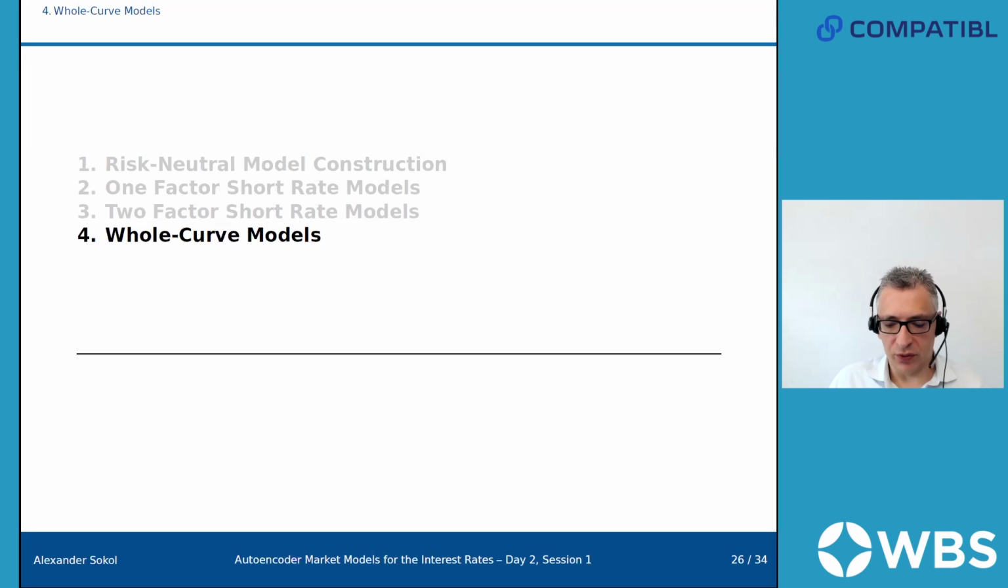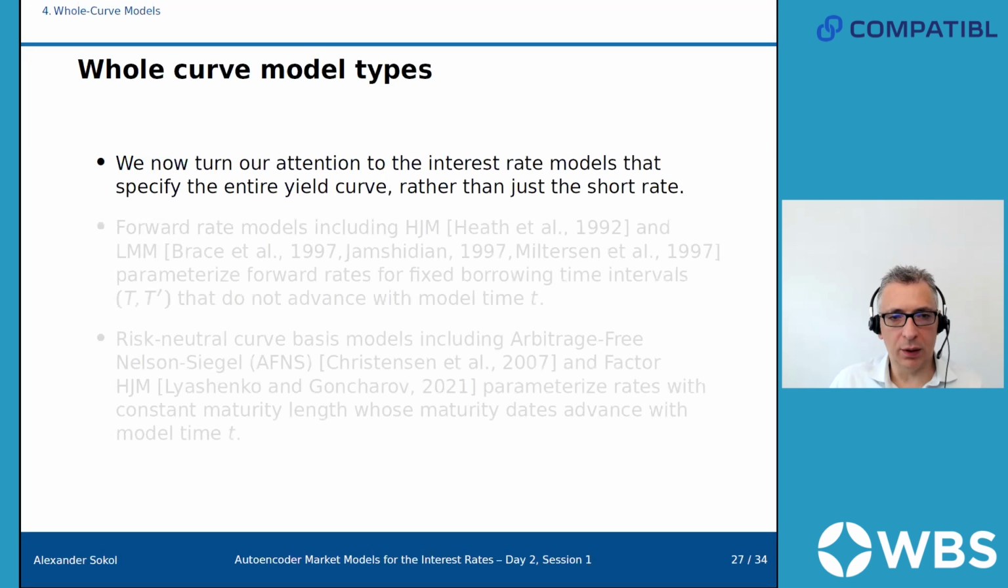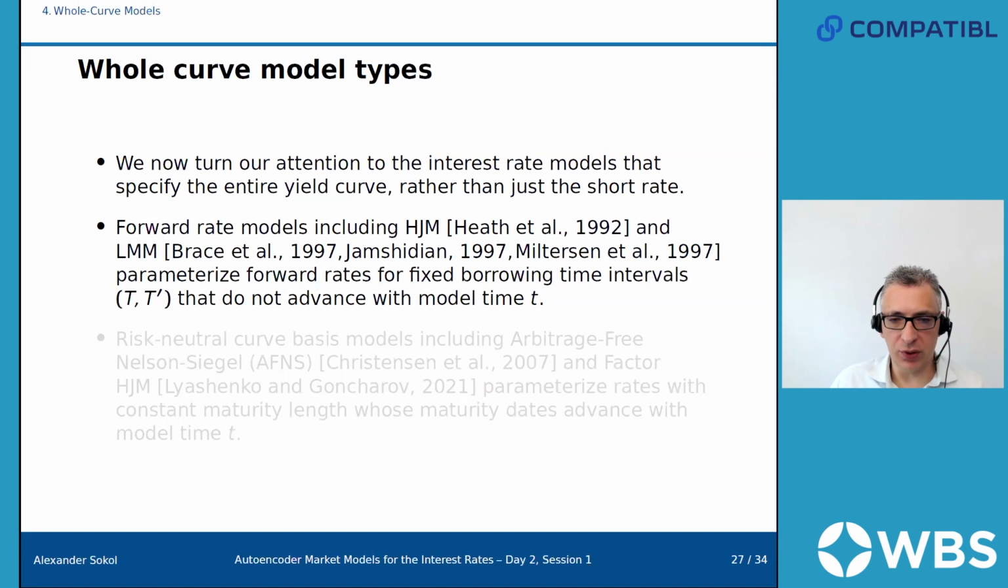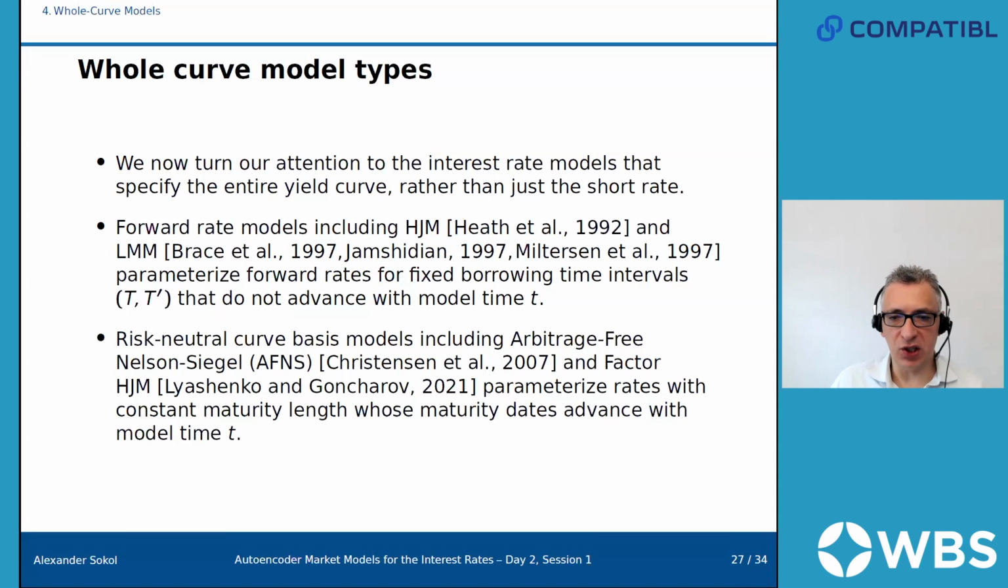Okay, so whole curve models, right? We now will turn our attention to the interest rate models that specify the entire yield curve rather than the short rate. So forward rate models, including HJM and LMM, parameterize forward rates for fixed borrowing time intervals that do not advance with model time t. And risk-neutral curve basis models, including arbitrage-free Nelson-Siegel and n-factor HJM, parameterize rates with constant maturity length whose maturity dates advance with model time t.